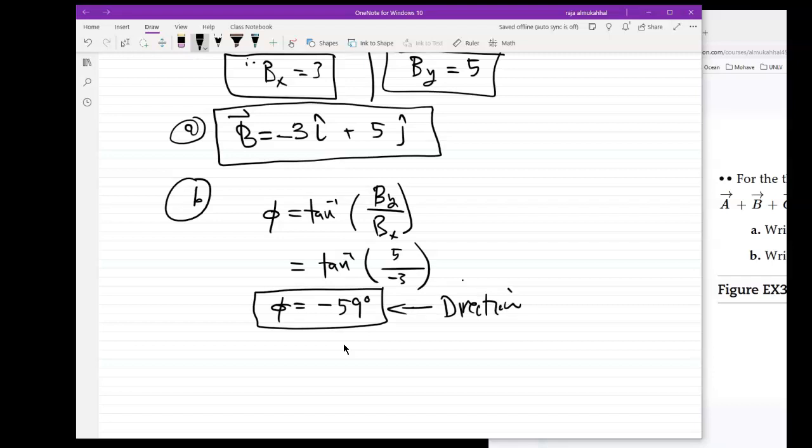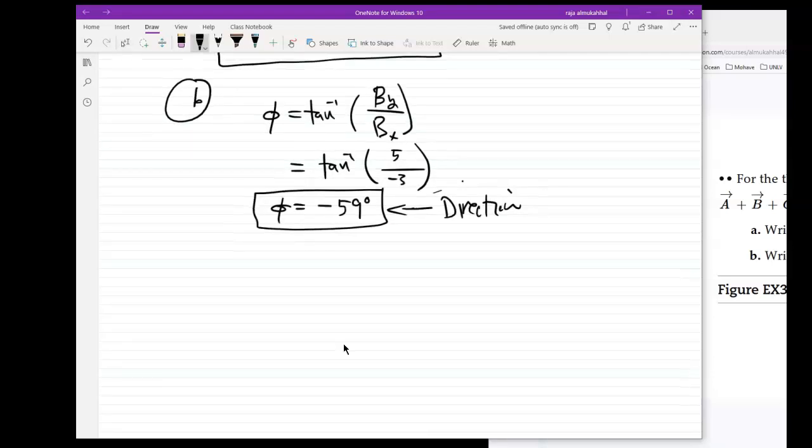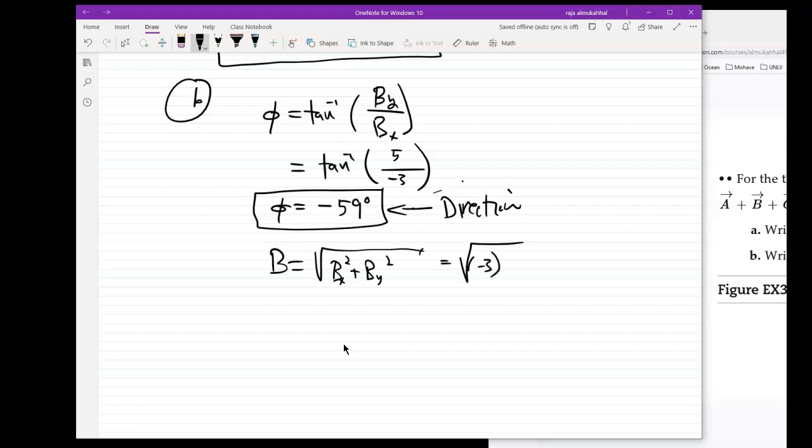And the magnitude, well, it's just the Pythagorean. So what you do is B is equal to the square root of B sub x squared plus B sub y squared, and that will give me the square root of negative 3 squared plus 5 squared. So B equals the square root of 9 plus 25, and that will be roughly 5.8.